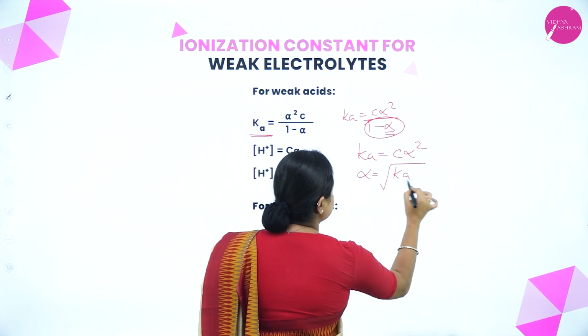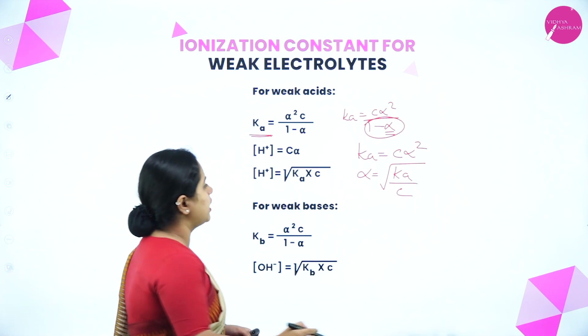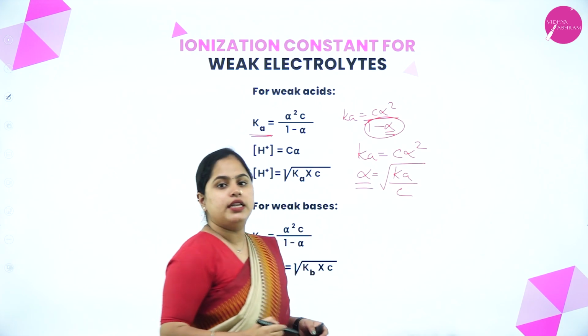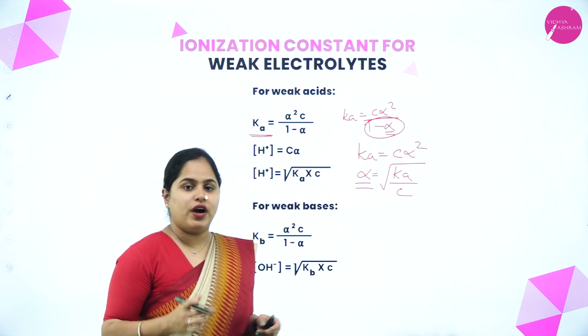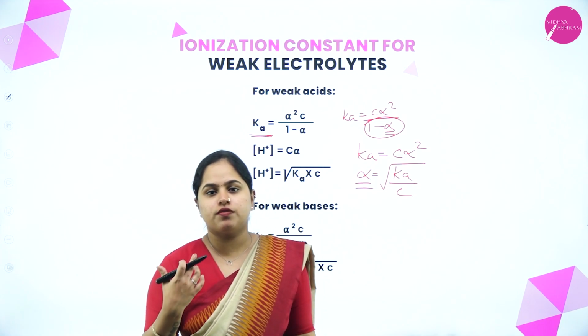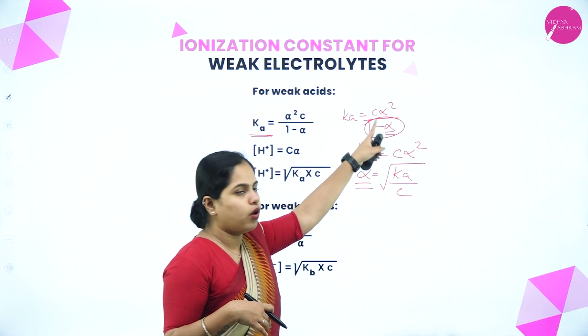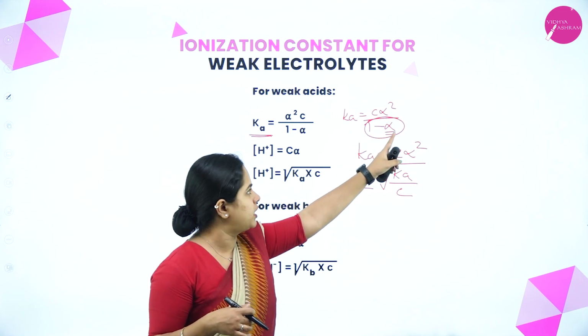Alpha can be written as the root of Ka by C. So this is the equation for finding the degree of dissociation. Why are we not considering 1 minus alpha? The degree of dissociation value for a weak electrolyte is very small, so we neglect that. So only what is remaining in the equation? Ka is equal to C alpha square.